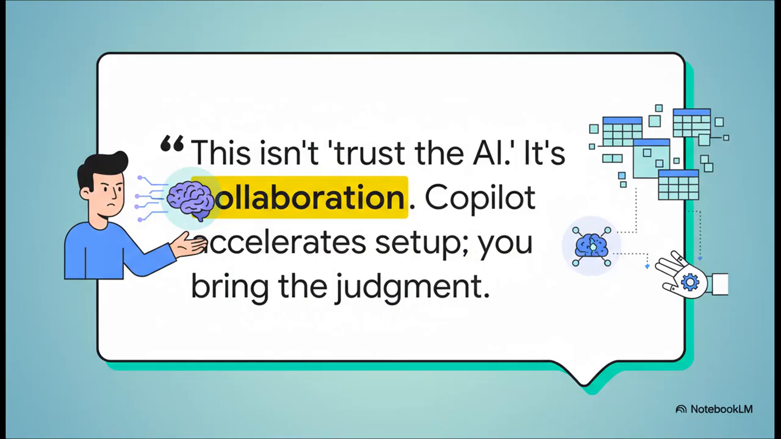So let's land on this, because it's the most important takeaway. This is not a check the box and trust the AI. This is collaboration. Copilot is there to accelerate the setup, to do the heavy lifting. But you bring the judgment. Your brain is still the most powerful tool in this entire process.